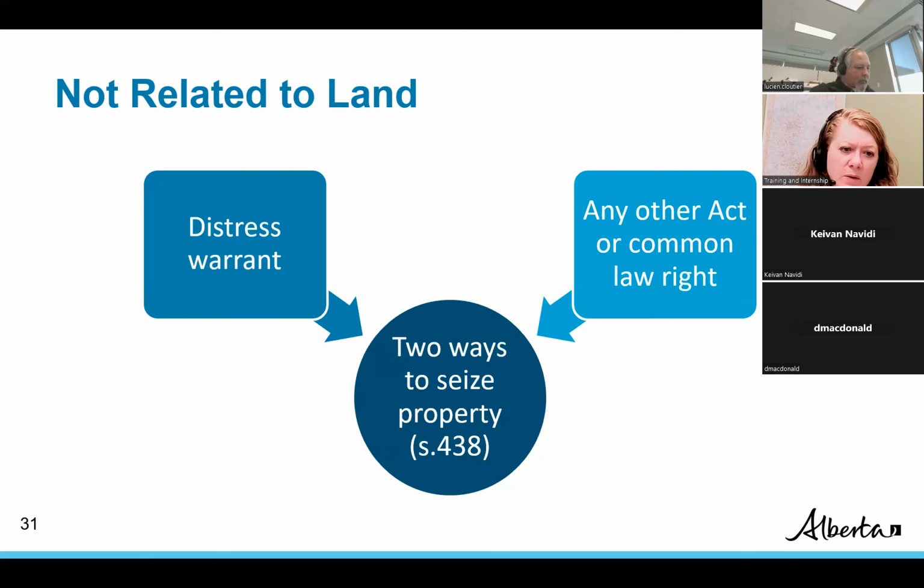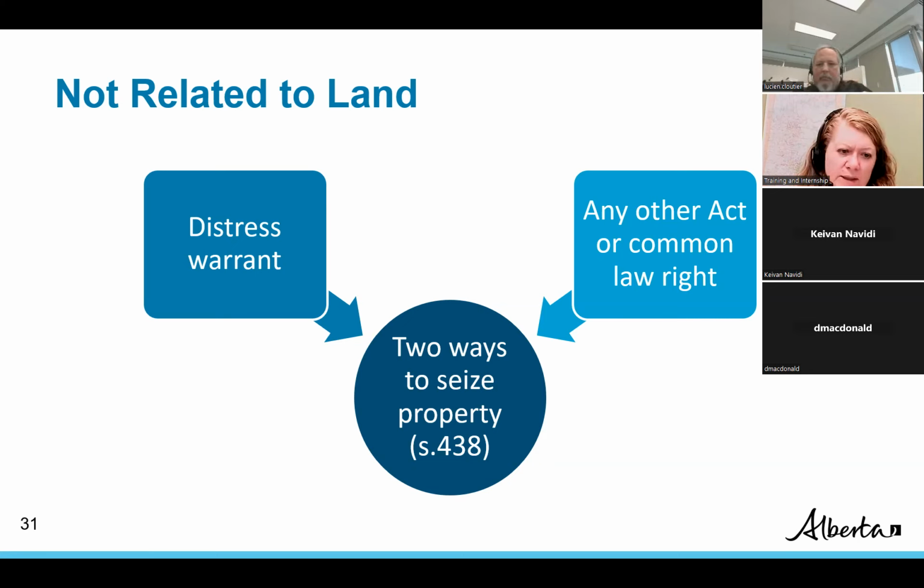Continuing on. There is no arrears list for Division 9, but there is still a public auction. Section 438 outlines two ways to seize property, either by distress warrant or by way of any other act or common law right. However, the act only goes on to explain the distress warrant path. And the common law right may include collection agencies under the Civil Enforcement Act, for instance.